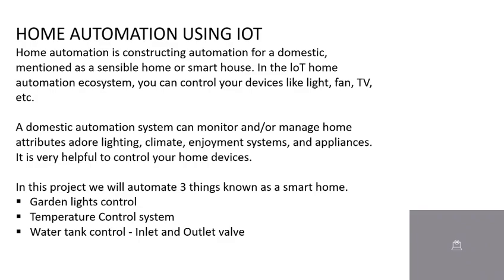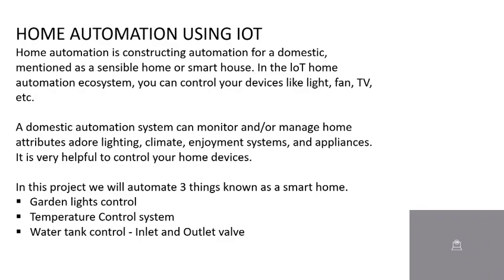Home automation is constructing automation for a domestic home, also referred to as a smart home or smart house. In the IoT home automation ecosystem, you can control your devices like fan, light, TV, etc. A domestic automation system can monitor or manage home attributes, outdoor lighting, climate, and entertainment systems and applications. It is very helpful to control your home devices.